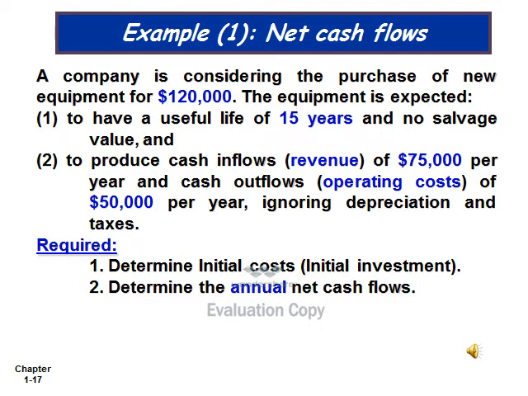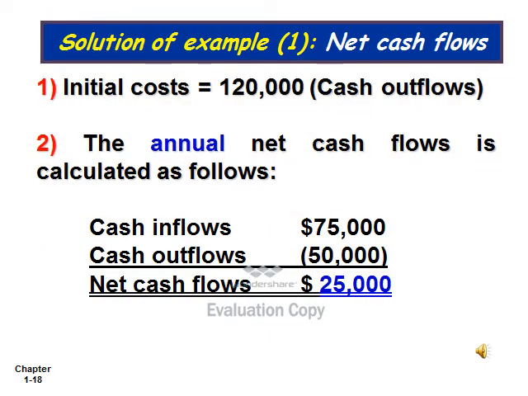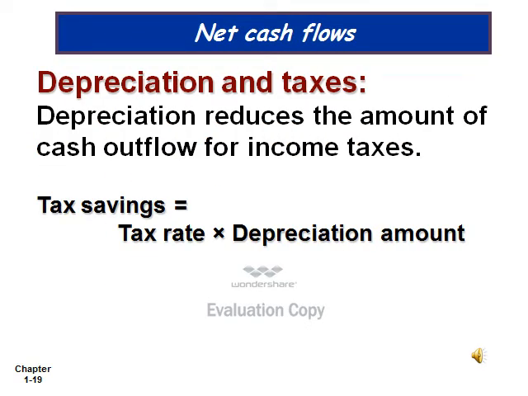Here a company purchased new equipment for $120,000. This amount is the initial cost or initial investment. But the revenue and operating cost are the annual cash inflows and annual cash outflows. So the initial cost is $120,000. This amount is cash outflows. The annual net cash flows is calculated as follows: cash inflows or revenue 75,000 minus cash outflows or operating costs 50,000 equals net cash flows $25,000. Revenue is cash inflows and operating cost is cash outflows.